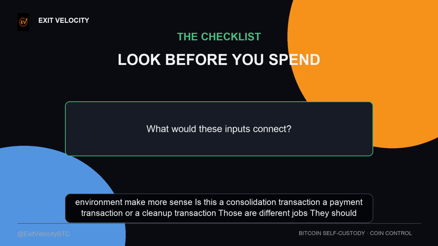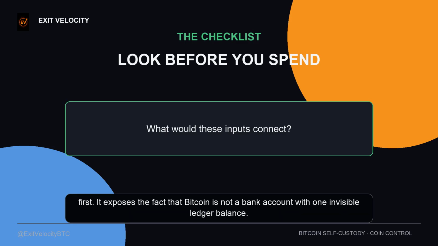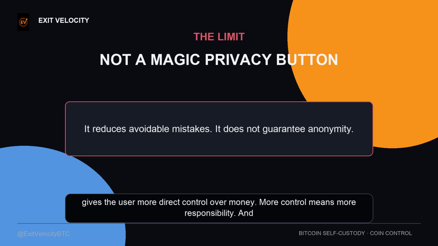Before broadcast, you can look at the inputs and ask, does this payment need these coins? Would this connect two parts of my life that should stay separate? Am I creating a bigger transaction than necessary? Would waiting for a lower fee environment make more sense? Is this a consolidation transaction, a payment transaction, or a cleanup transaction? Those are different jobs. They should not always use the same coins.